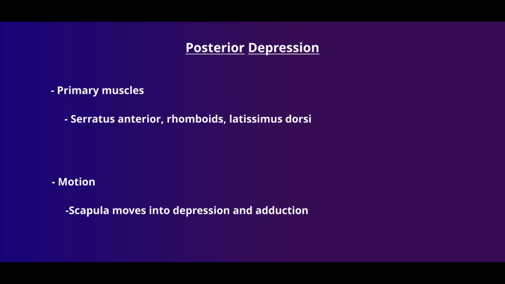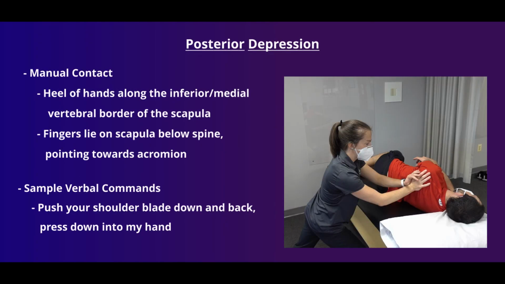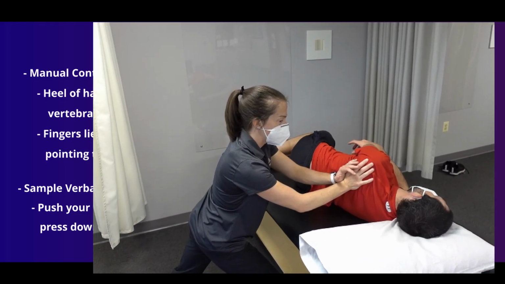Finally, for posterior depression, the muscles involved include the serratus anterior, rhomboids, and latissimus dorsi. For this pattern, the scapula will be moving into depression and adduction, or down towards the back pocket. Manual contact should happen through the heel of the hands and should be placed along the inferior medial border of the scapula. It's important to make sure that your fingers are aligned with the acromion and below the spine of the scapula. Resistance is provided to facilitate the proper direction of movement. Verbal command should direct the scapula into depression and adduction.